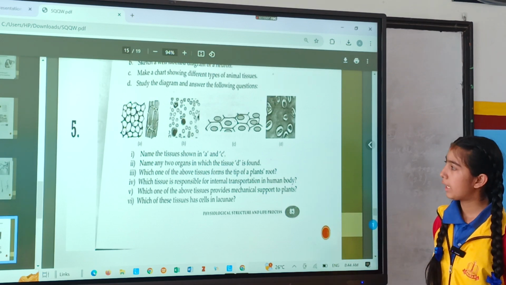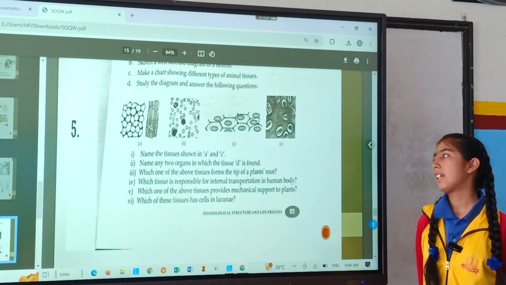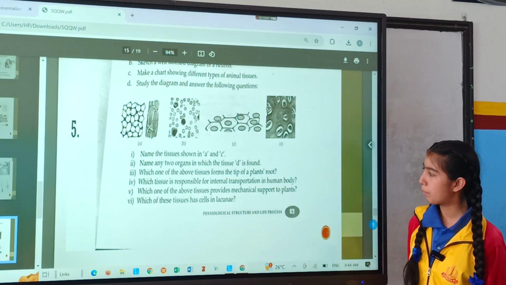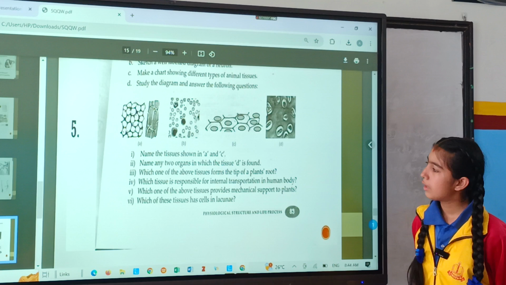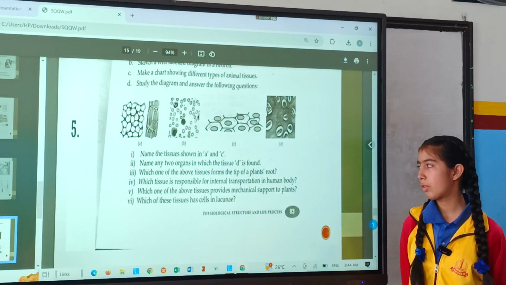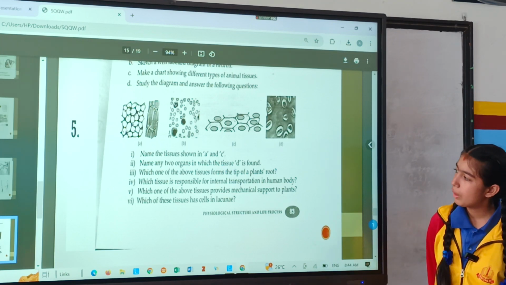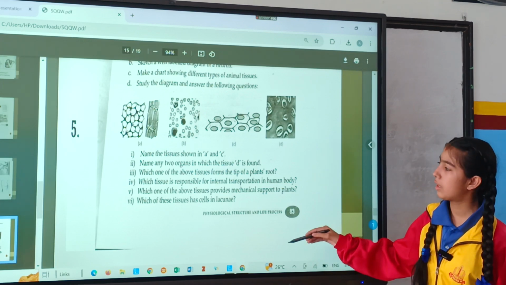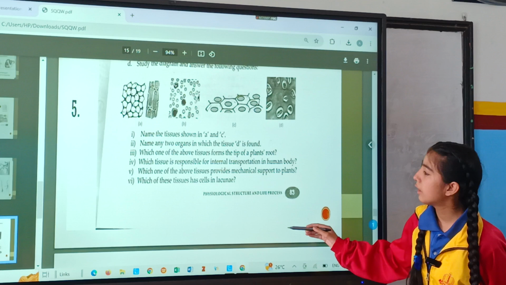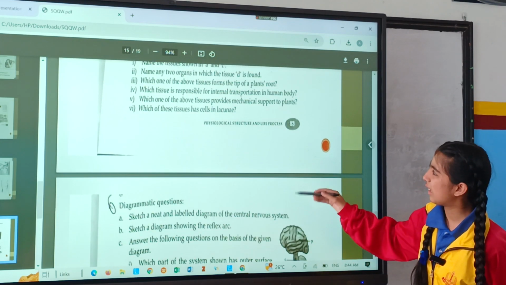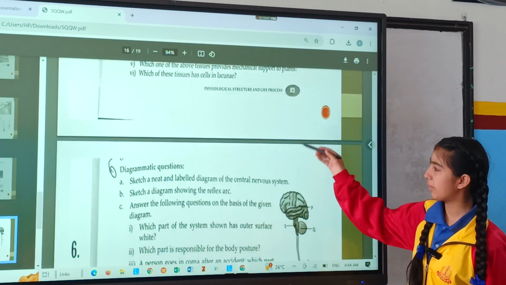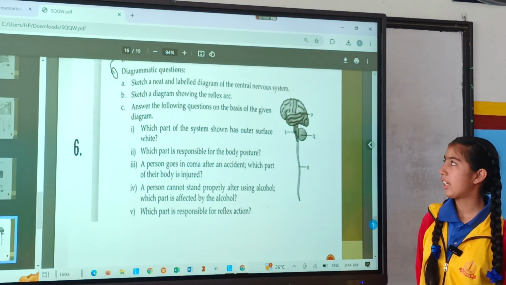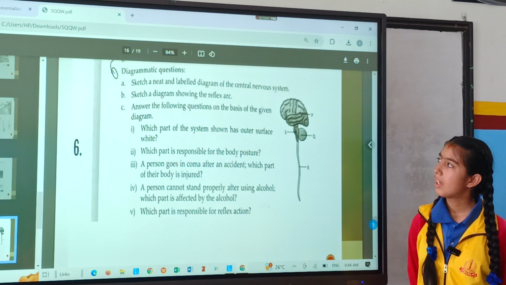Name the tissues shown in A and C. Name any two organs in which the tissue D is found. Which one of the above tissue forms the tip of a plant's root? Which tissue is responsible for internal transportation in human body? Which of the above tissues provides mechanical support to the plants? Which of these tissues has cells in lacunae? And sketch a neat and labeled diagram of central nervous system.